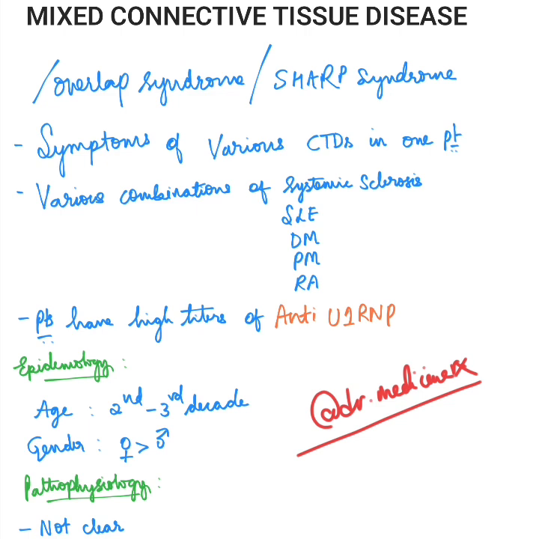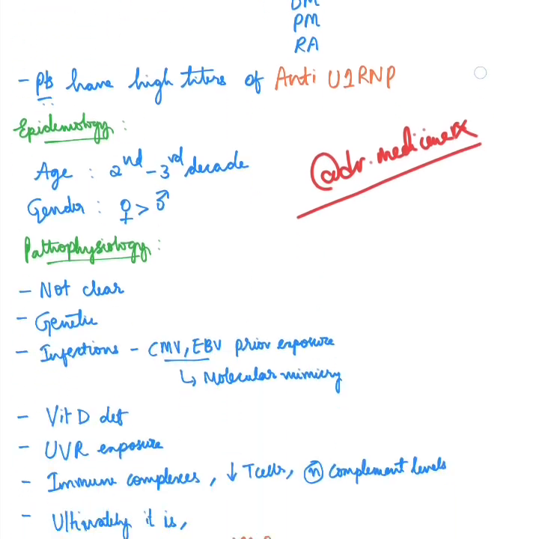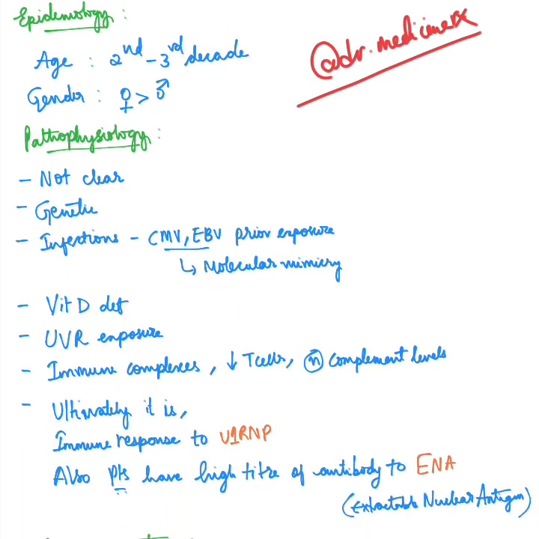In any given patient, almost always clinical features of systemic sclerosis are present. And these patients have high titers of anti-U1 RNP antibodies. Coming to epidemiology, most commonly females are affected. The female to male ratio is 9:1, and the age at onset is usually in the second to third decade. Coming to pathophysiology, it is not clear.